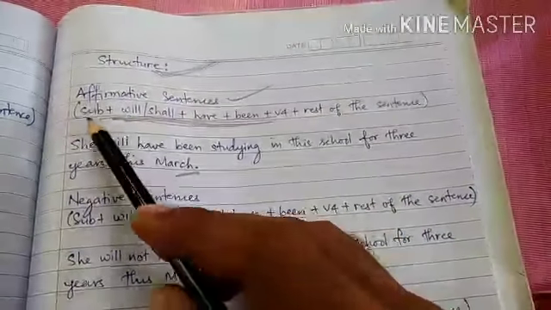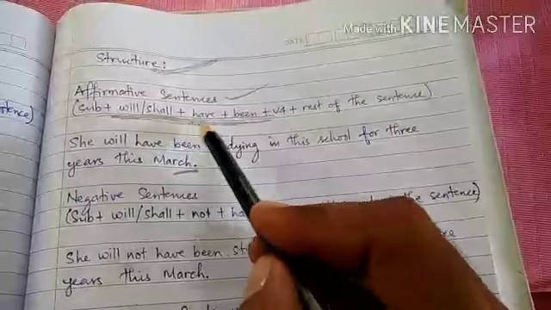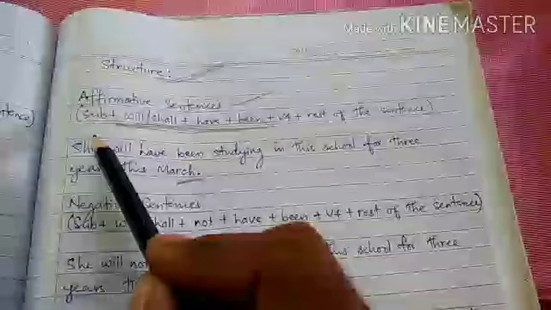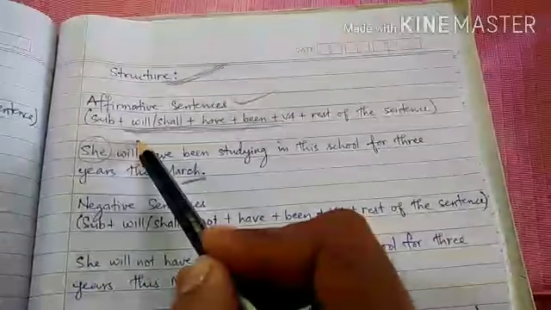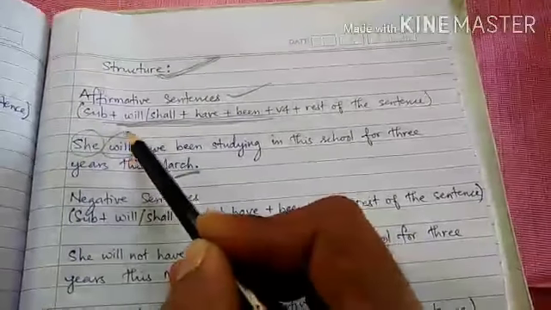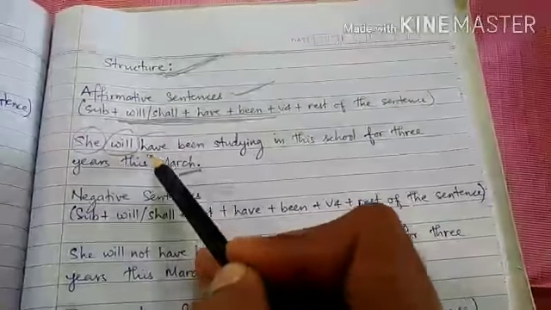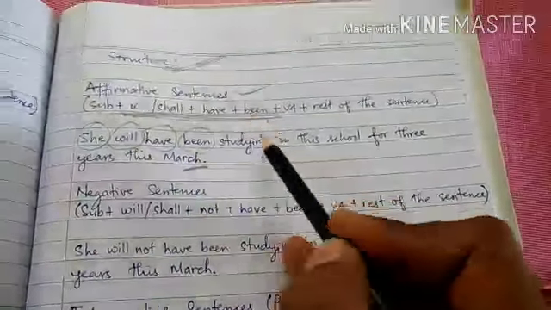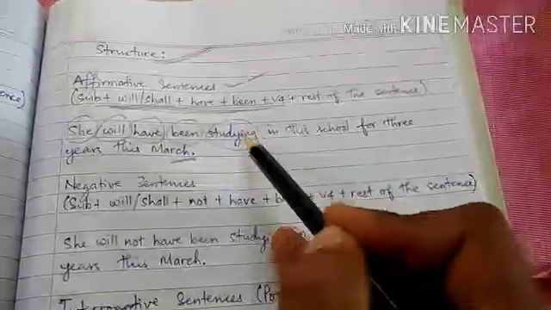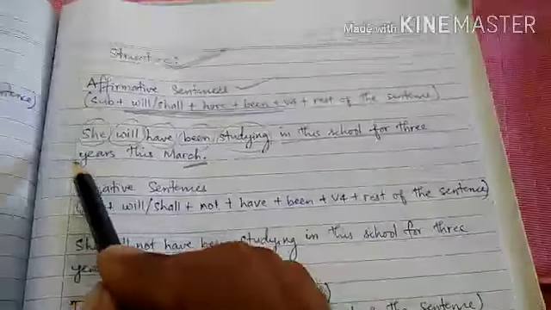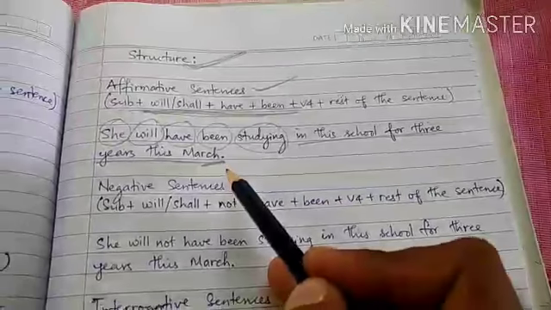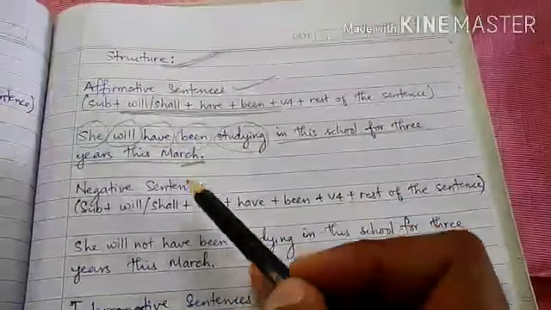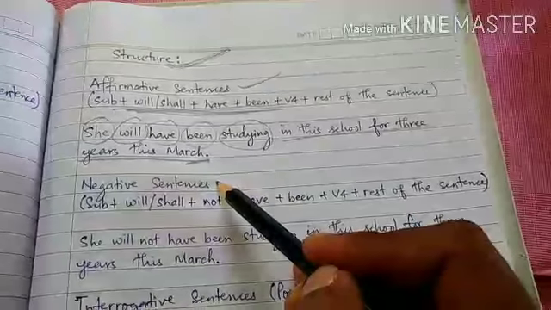Now see here, subject plus will or shall plus have plus been plus verb plus ing plus rest of the sentence. Subject. See, from will or shall we have used will. So we have used B1 form of the have verb have, and B3 form of the to be verb been, and B4 form of the main verb studying. With the rest of the sentence, this is the correct structure of sentences in affirmative form in the future perfect continuous tense. Okay, I hope you have understood.